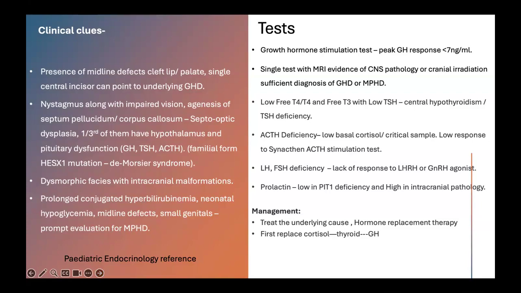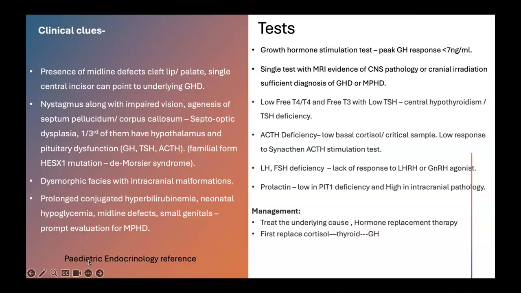After baseline testing, generally second-line testing with dynamic function tests is undertaken. For example, for growth hormone stimulation, either clonidine or arginine stimulation or insulin tolerance test is performed and the peak growth hormone response is elicited. We generally take a cutoff of 7 nanogram per ml, and a peak response below this is considered as growth hormone deficiency. Most often, 2 tests are necessary to be done. However, if there is one failed test with evidence of CNS pathology on imaging or clear-cut history of cranial surgery or irradiation, then this is sufficient for the diagnosis of growth hormone deficiency or combined pituitary hormone deficiency.